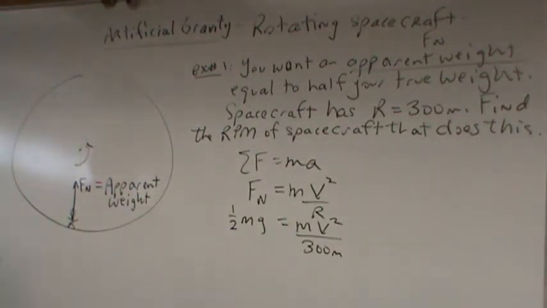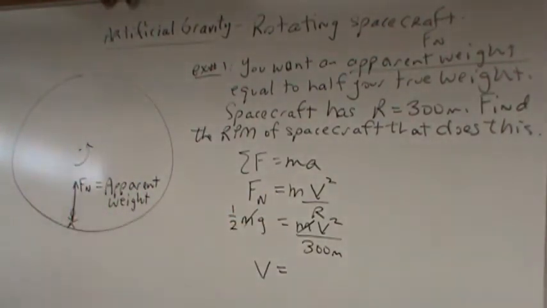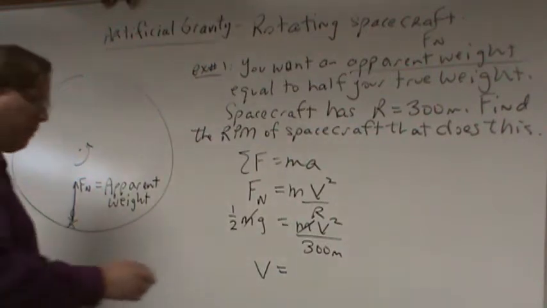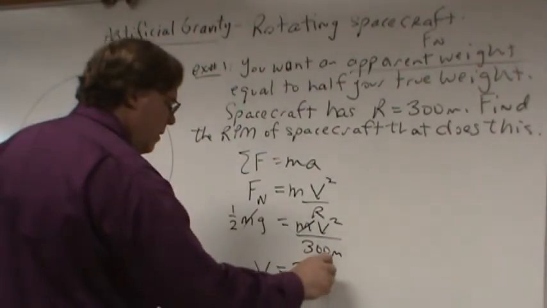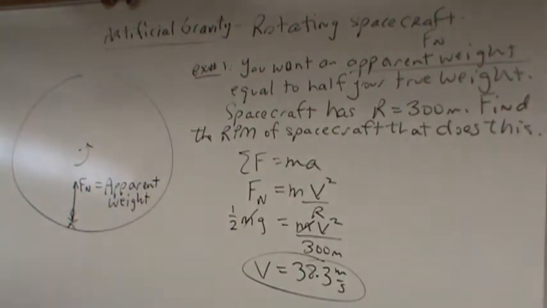And I can solve for v. By the way, you notice the m's cancel, so it doesn't matter if it's you or me who's on that spacecraft, we'll both feel 1/2 of our true weight. Okay. So I got 4.9 times 300, take the square root of that, 38.3 meters per second. So that's how fast I need to be going so that my apparent weight is equal to 1/2 my true weight.